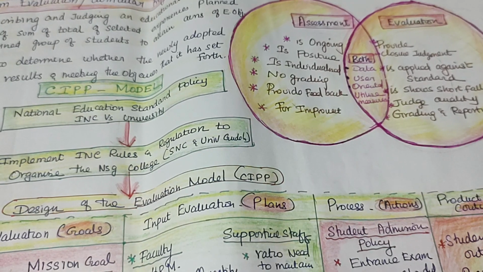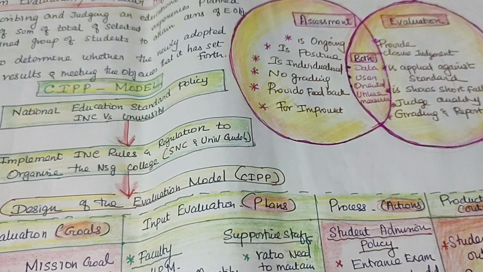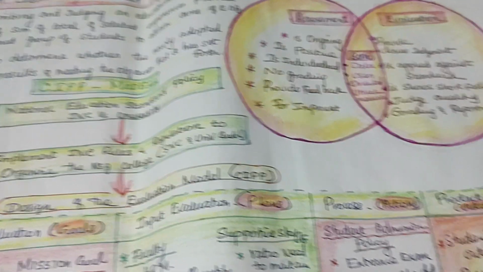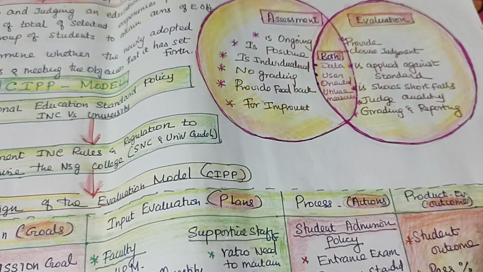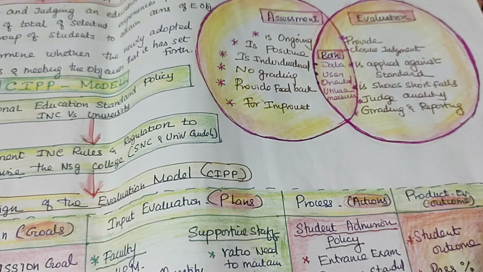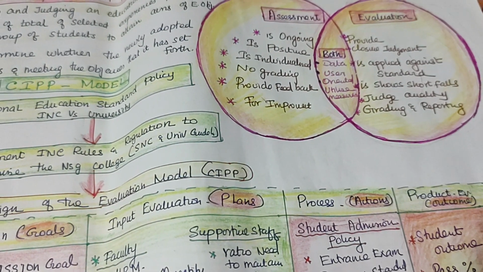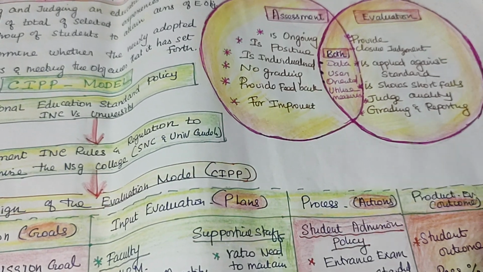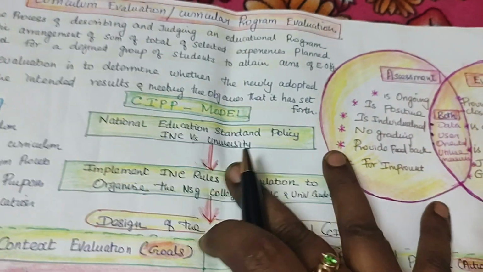But when evaluating, we are evaluating with some standard, some criteria. We can find out some shortfalls. It is like a judgment, like a grading, like a reporting. That's called evaluation. Why does the curriculum have to be evaluated?